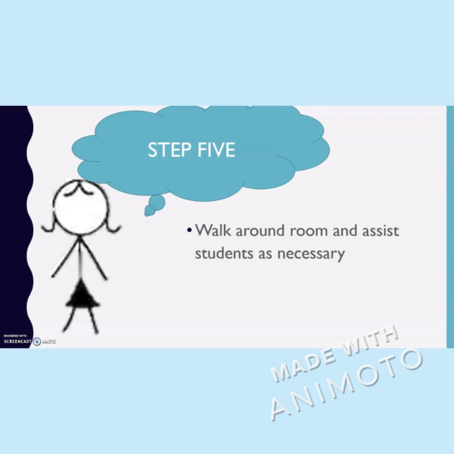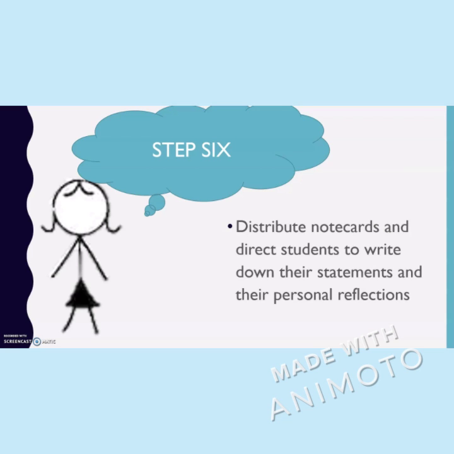Step 5, walk around the room, ensuring students are on track and that they are highlighting the text. If a struggling student is having difficulty locating statements, help them by pointing out areas that made you think, or something from the text that you think relates to the student.